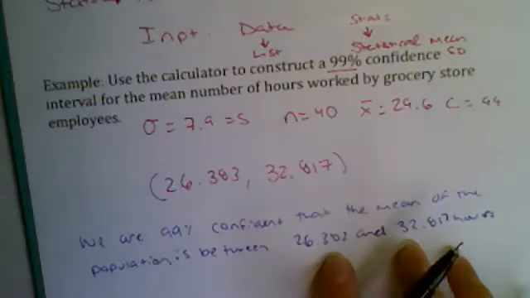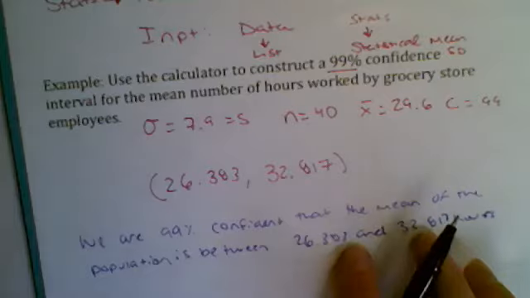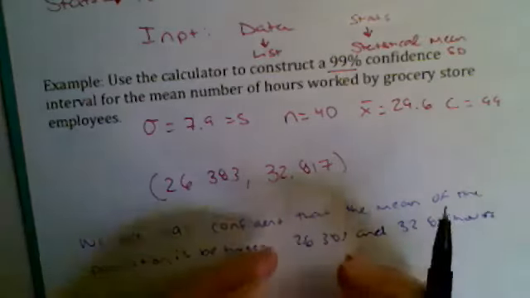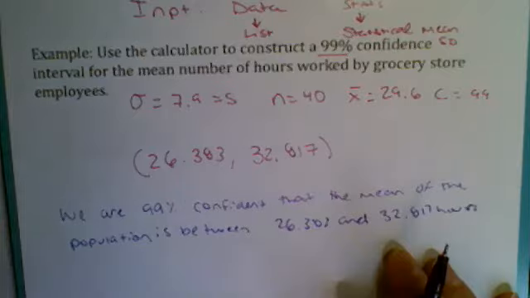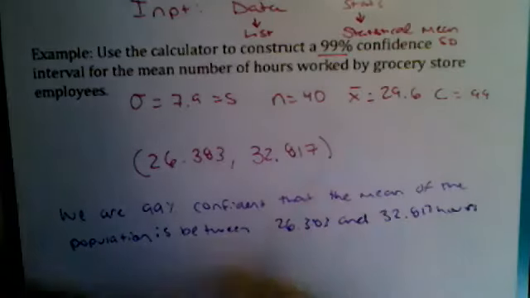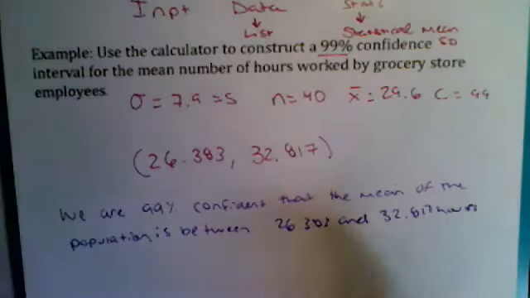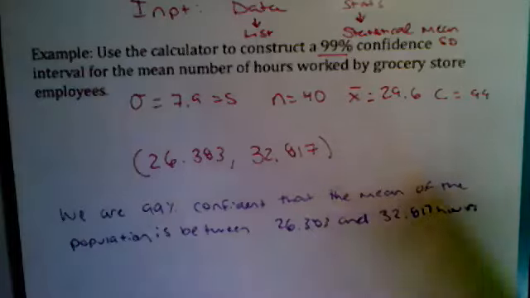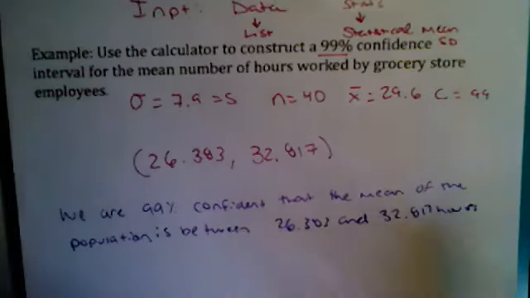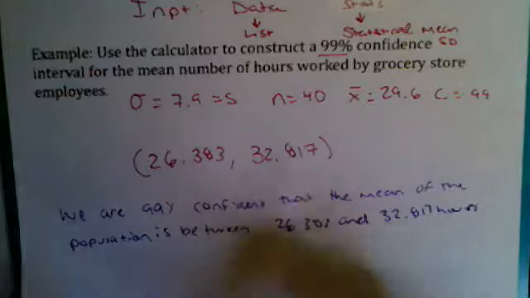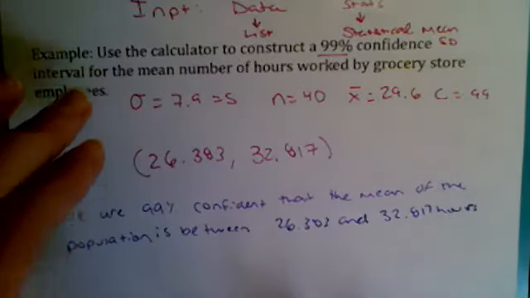You probably noticed that the numbers for this are actually wider than our previous example. As your confidence level goes up, the range of numbers included gets wider, because the more confident you are, the more you have to include to make sure you cover all of the bases, essentially. All right, let's do another problem.